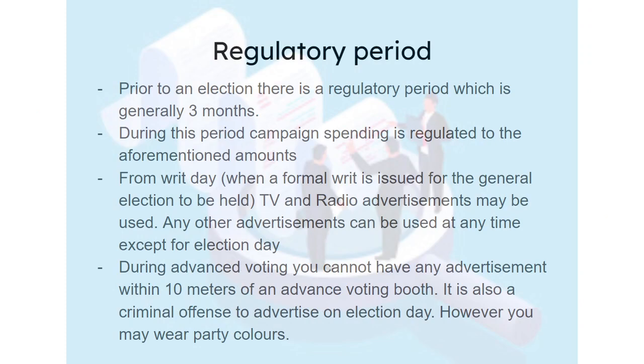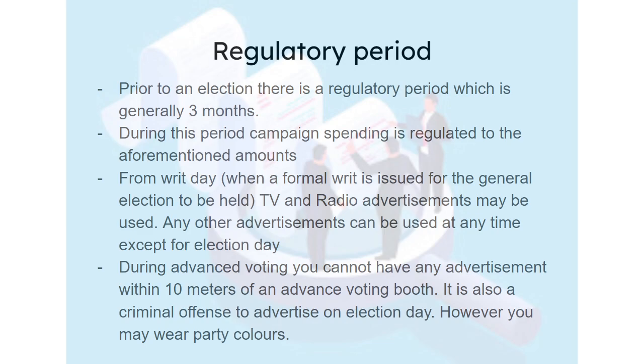Finally, the regulatory period. Prior to an election, there is a regulatory period, which is generally 3 months. During this period, campaign spending is regulated to the aforementioned amounts. $1.3 million, $32,000. They get rounded down. You don't need to round those down, I believe, but oh well.